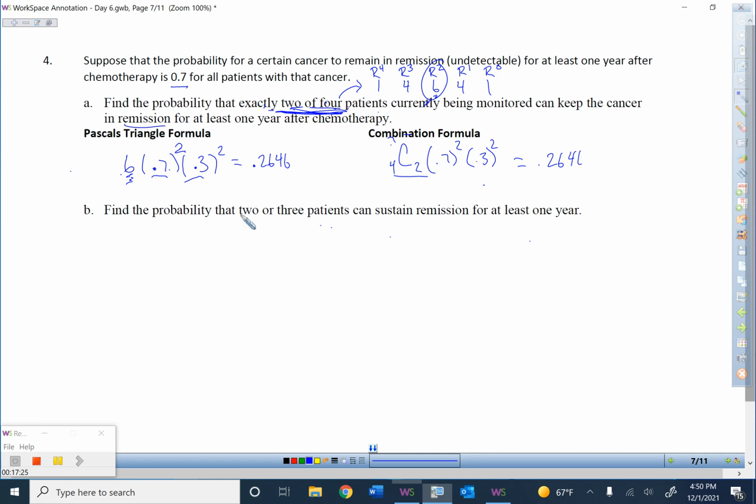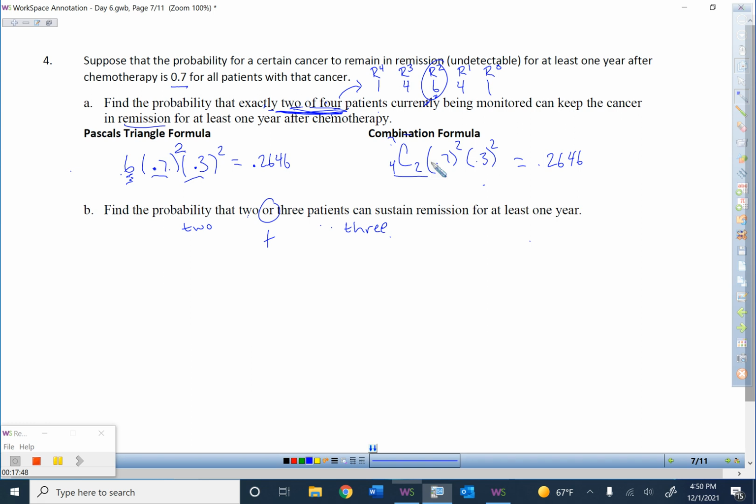Alright, this one says 2 or 3 patients can sustain. The word "or" means add. And we are going to add them up doing the same process we did on this one. We're starting with 2. So I want you to set this up: 2 patients, 3 patients, because we're going to have to do this process, one or the other, doesn't matter, twice.